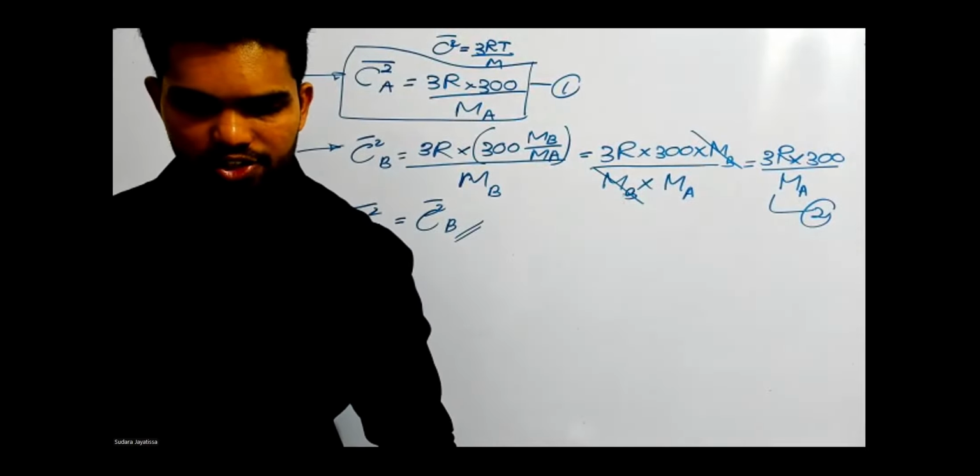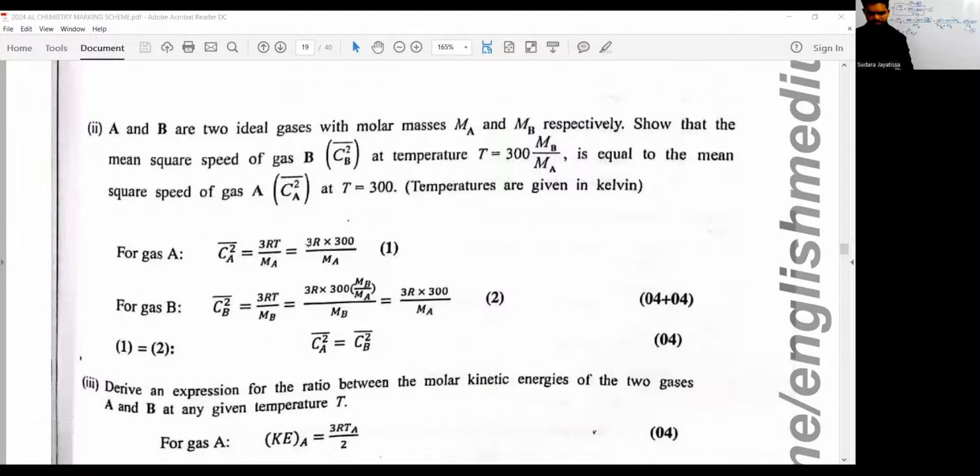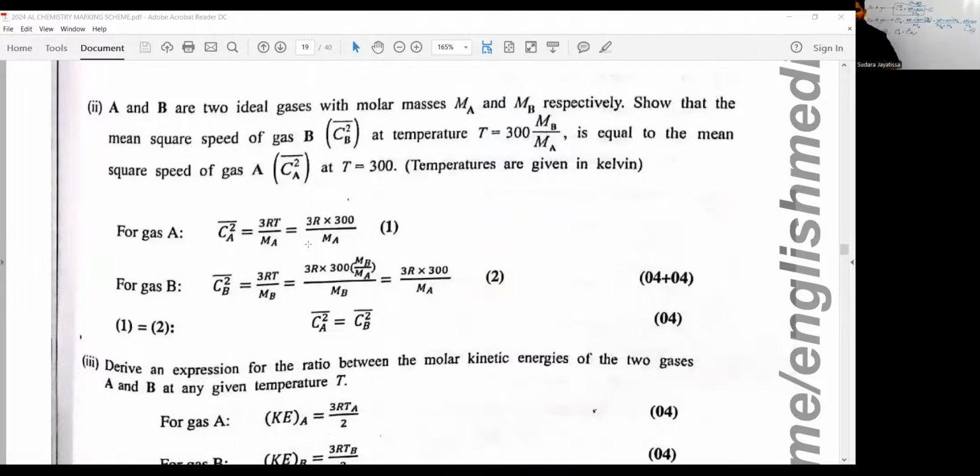Shall I show you the marking scheme of this one? Here's the answer. For A gas, you are applying. For B gas, you are applying. Then you say those two are equal. So that's how they offered 12 marks for that part.